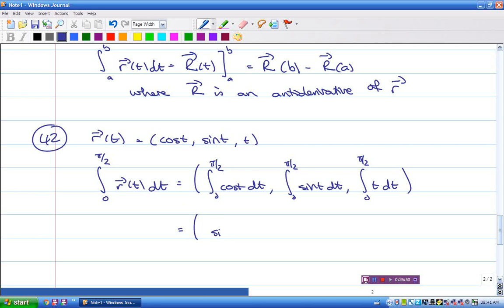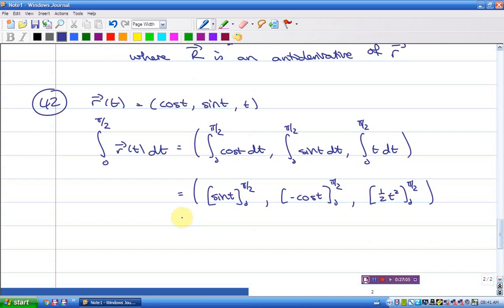Okay, so you ask yourself, what did I differentiate to get cos t? And the answer is sine t. What did I differentiate to get sine t? The answer is minus cos t. And what did I differentiate to get t? And it's a half t squared. Okay, so that would be 1 minus 0, which is 1. That would be 0 plus 1, because it's minus minus, so it's 1. And that would be pi squared over 4, pi squared over 8. Right, unless I've done something careless, that's the right answer.